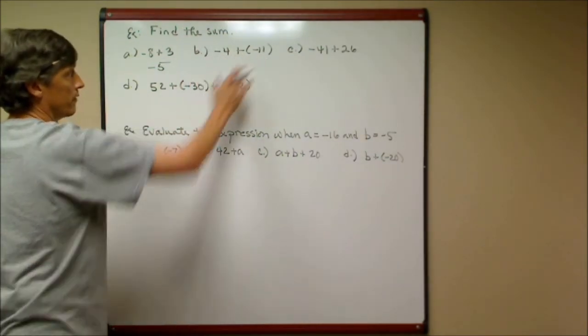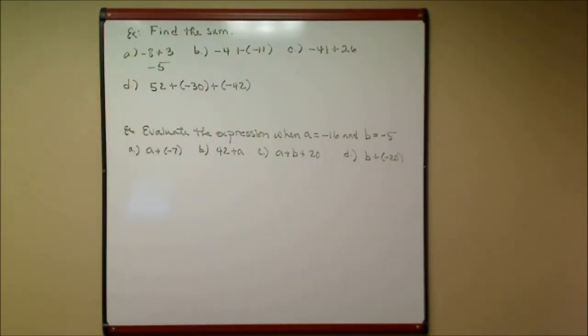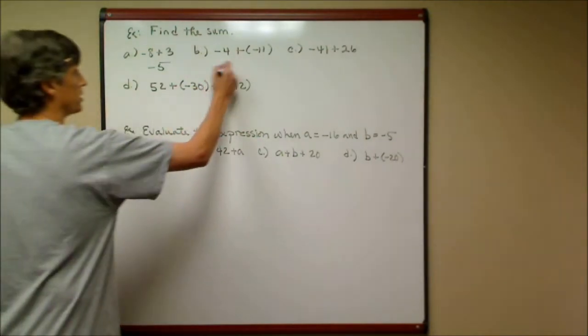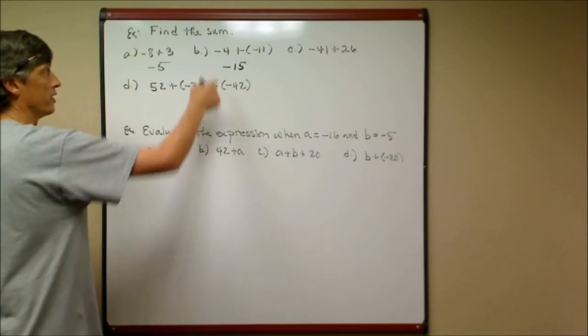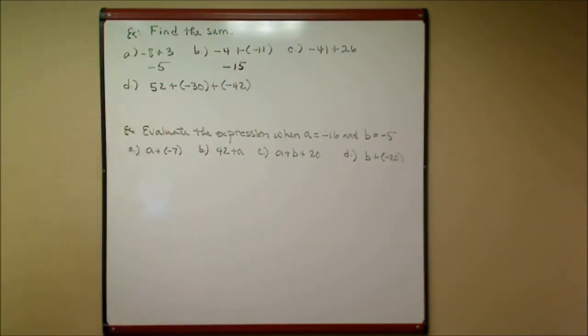-4 plus -11. Now here I'm adding two numbers that have the same sign. They're both negatives. So I add their absolute values. 4 and 11 is 15, and I keep the sign. I use the same sign, so it is -15. Again, think of it as money. You owe $4, you owe $11, and you're going to combine those. You're going to add those. Well, you owe 4, you owe 11, you owe 15 all together.